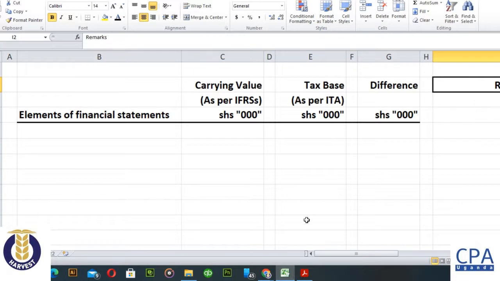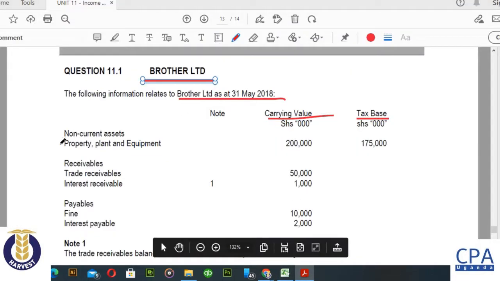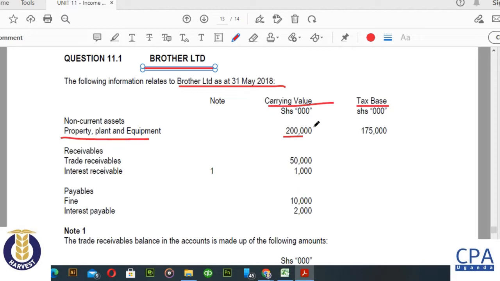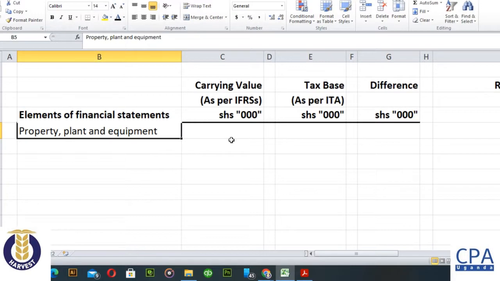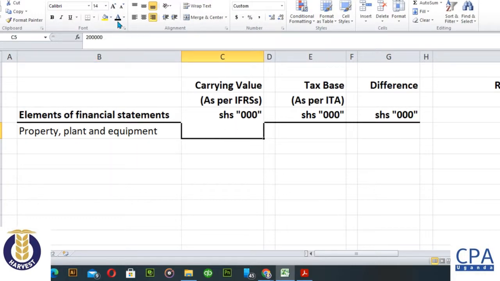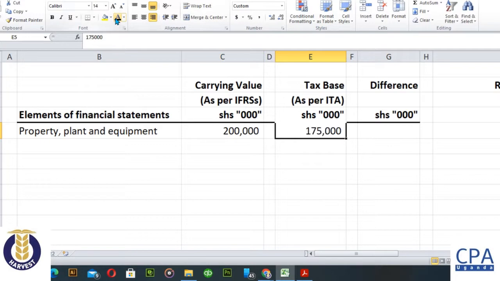So looking at our question, we have the first item, which is property, plant and equipment. According to the question, we are given the carrying value as 200 million and the tax base as 175 million. So I'll begin by recognizing the property, plant and equipment. The carrying value is 200 million, the tax base is 175 million. So the difference created between the two is 25,000, and we mentioned that the difference is computed as the carrying value minus the tax base.